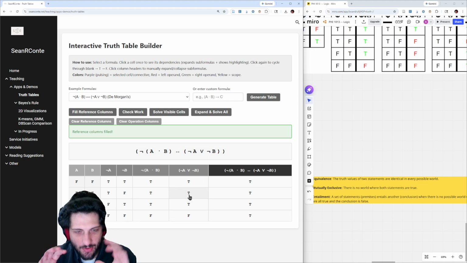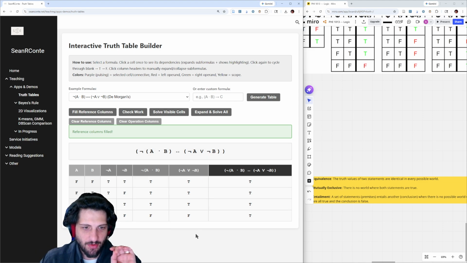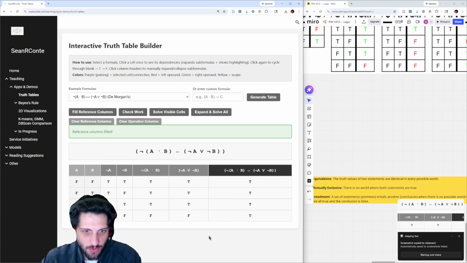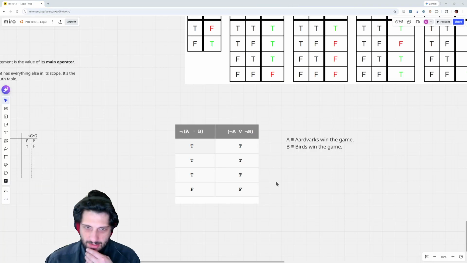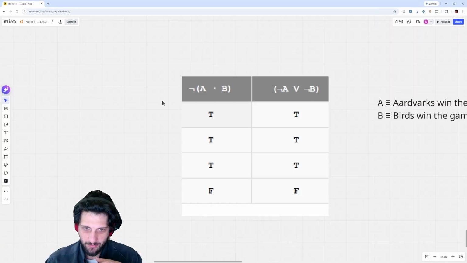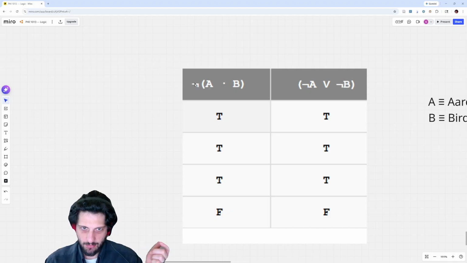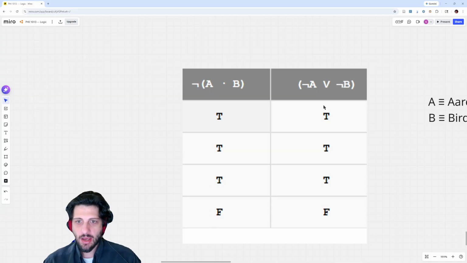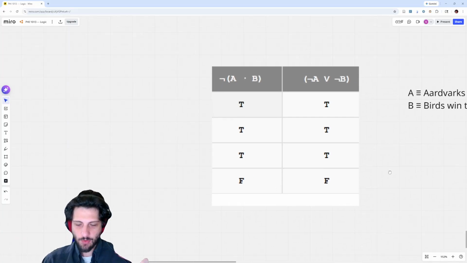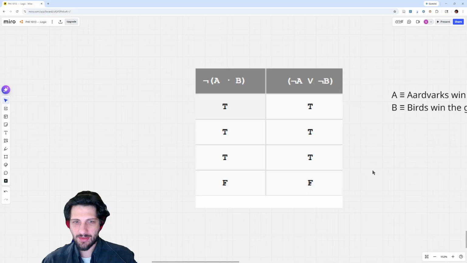But what I really want to do is unpack this more intuitively. We've seen the truth value of not (A and B): the only time not (A and B) is going to be false is if both A and B are true. And the truth value of not A or not B is the same thing. The only time it's going to be false is if you do have A and B. So this is what we mean by equivalence. We mean that they're saying the same thing.